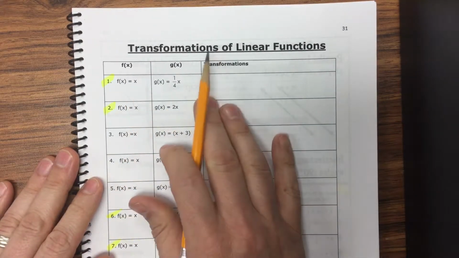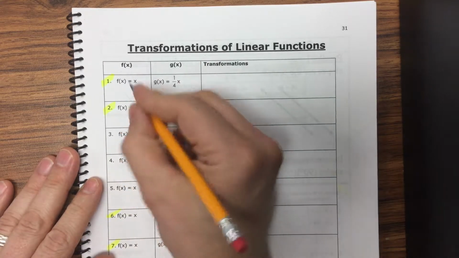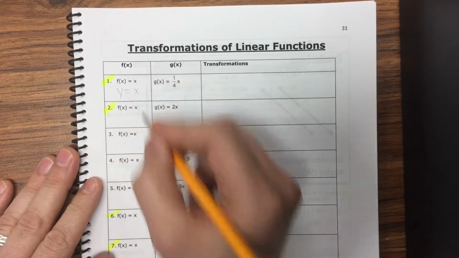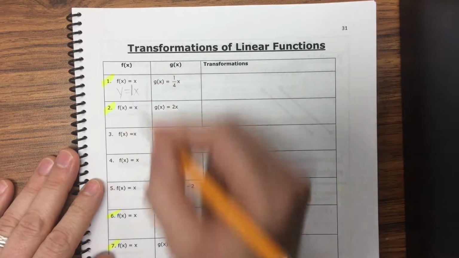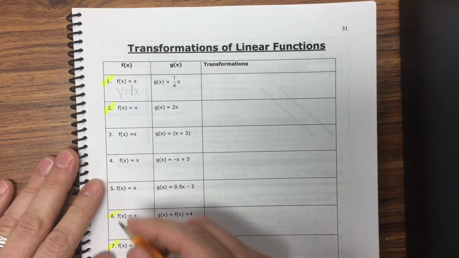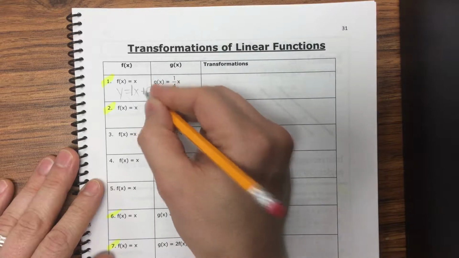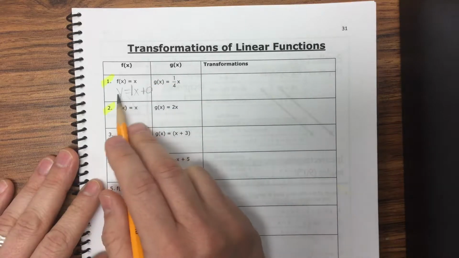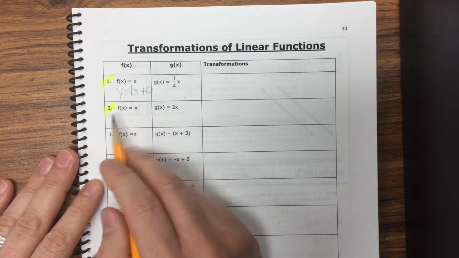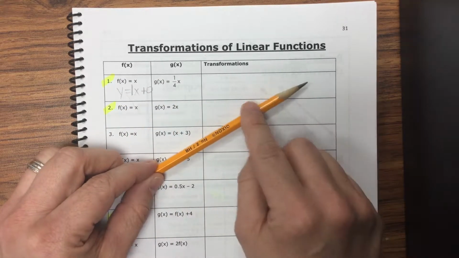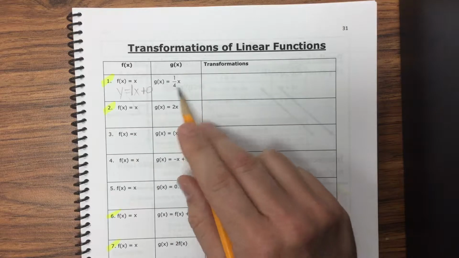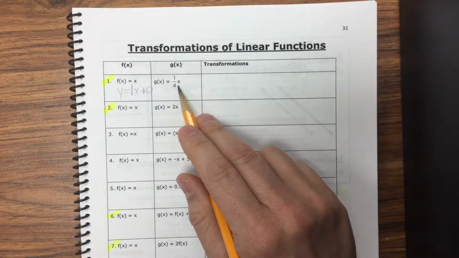So we're comparing everything to the parent function. Remember, it's y equals x. But more specifically, you can think of it as having a slope of 1, y equals 1x, and a b value of 0. So this is like y equals 1x plus 0. It's just the basic line that goes through the origin. Okay? So what is different about g of x here?